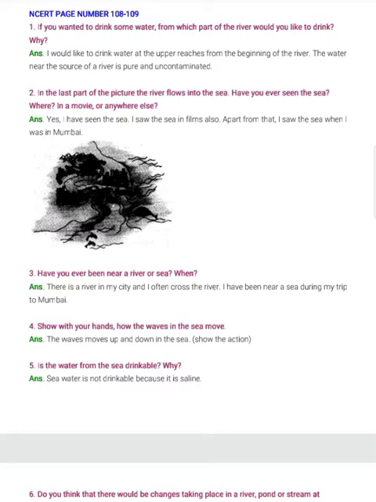Show with your hands how the waves in the sea move. The waves move up and down in the sea. Is the water from the sea drinkable? Why? Sea water is not drinkable because it is saline.